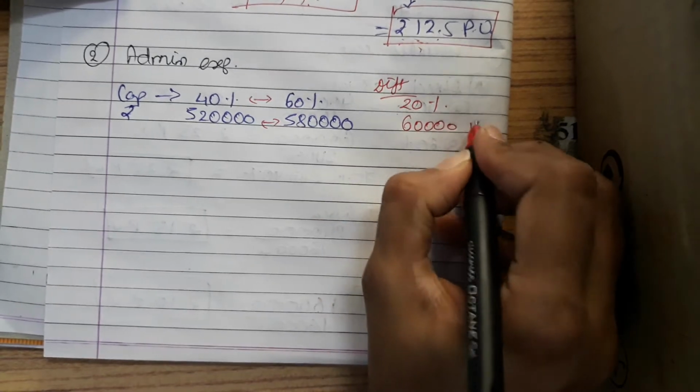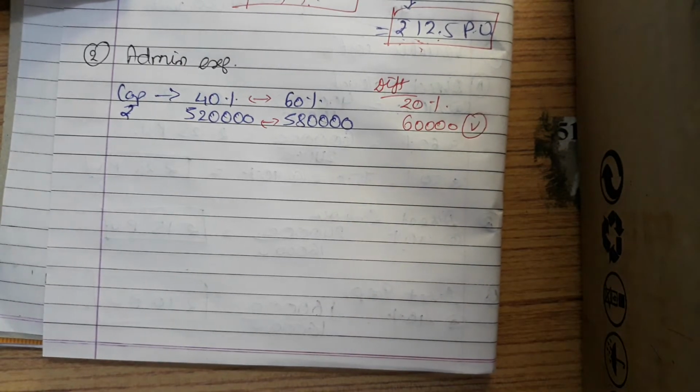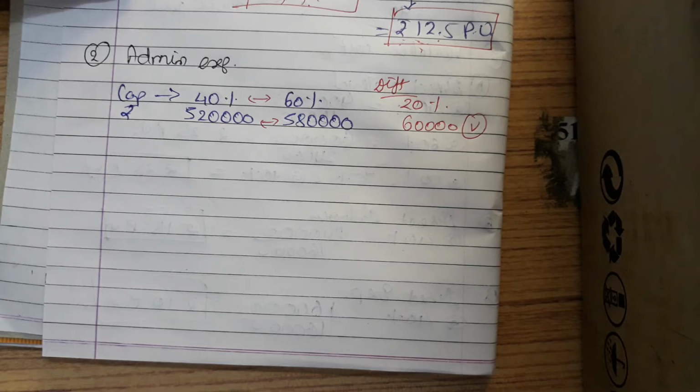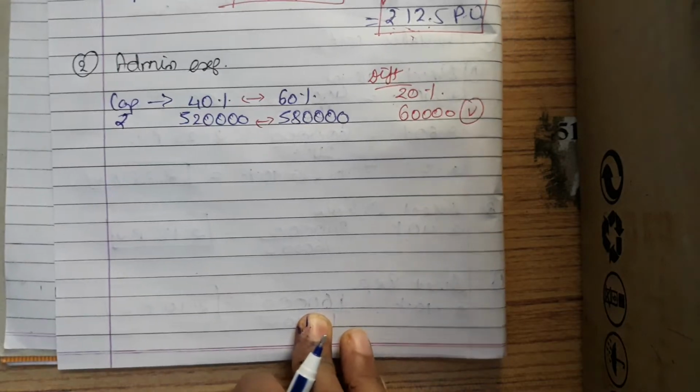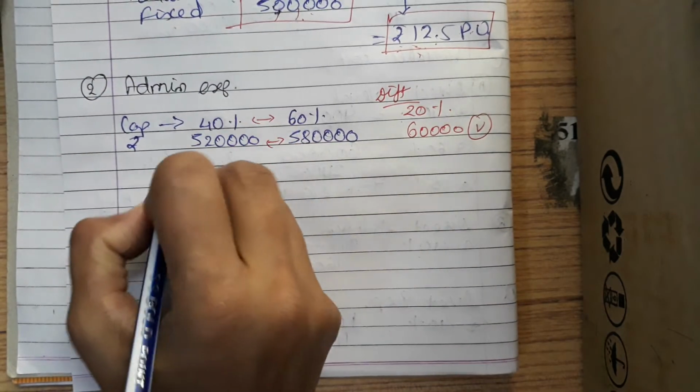This 60,000 is called variable, because at every production capacity change there is a change in the amount of rupees 60,000.